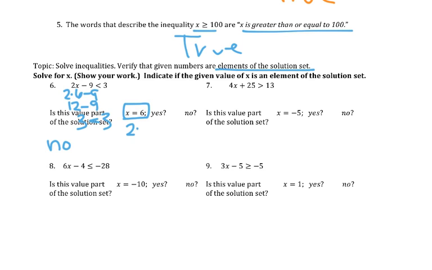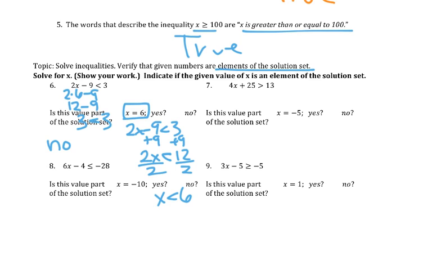The other way I could have done it is I could have actually solved the problem. And I would go like this, and it says x is less than 6, not equal to. There's no equal to, so that's another way I could say that it didn't work.